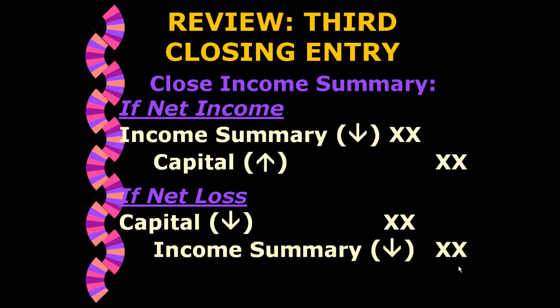We want to think about the impact this has on capital and make sure this makes sense. Well, let's see. If we had a net income, we find ourselves crediting capital. Crediting capital makes it go up. Well, earning a net income makes the net worth of my business also go up. If we find ourselves in the closing entry having to debit capital, well, debiting capital makes it go down. If we had a net loss, it makes the net worth of our business go down. So that also makes sense then.